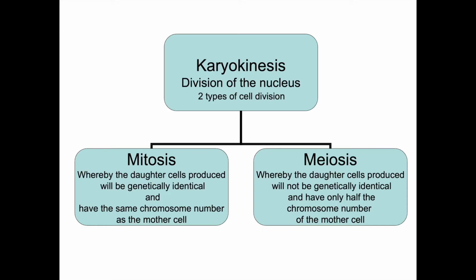Karyokinesis, which is the division of the nucleus, really defines the type of cell division. There are two types of cell division, which are mitosis and meiosis. Mitosis is the type of cell division whereby the two daughter cells produced will be genetically identical and have the same chromosome number as the mother cell. Meiosis, however, refers to the type of cell division whereby 4 daughter cells are produced, and these daughter cells are not genetically identical and have only half of the chromosome number of the mother cell.